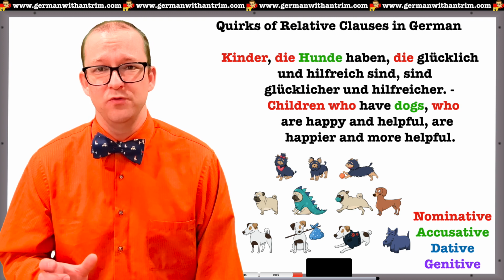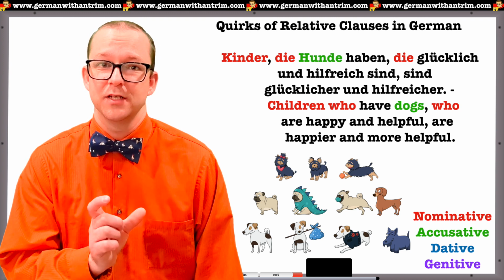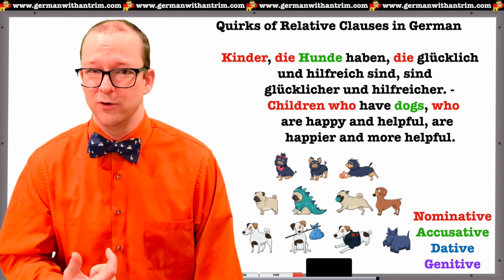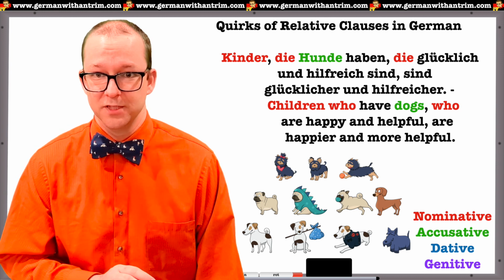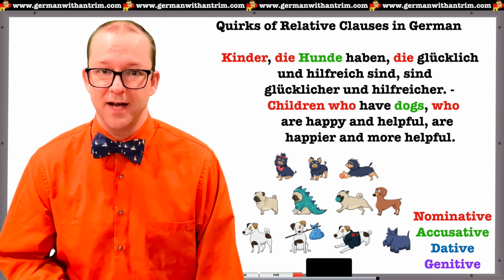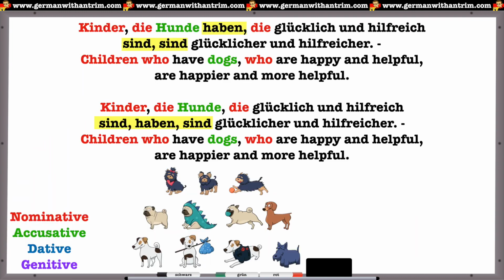In this sentence, I moved the verb haben to be with the clause about dogs instead of its official location between the two sind verbs. If you had it in the official correct spot, it would look like this. Kinder, die Hunde, die glücklich und hilfreich sind, haben, sind glücklicher und hilfreicher. Children who have dogs who are happy and helpful are happier and more helpful. To me, this version is actually more confusing. This is the reason that most people would actually default to the phrasing like I did the first time, with haben in the same clause as Hunde.